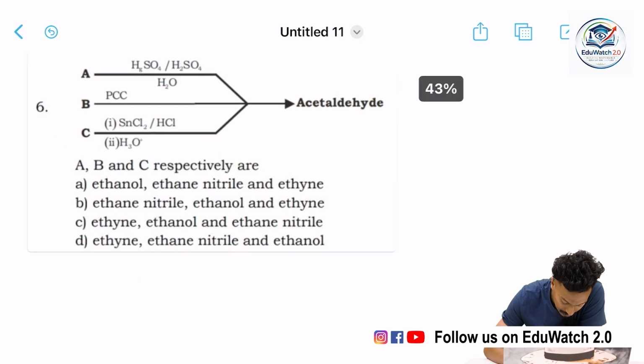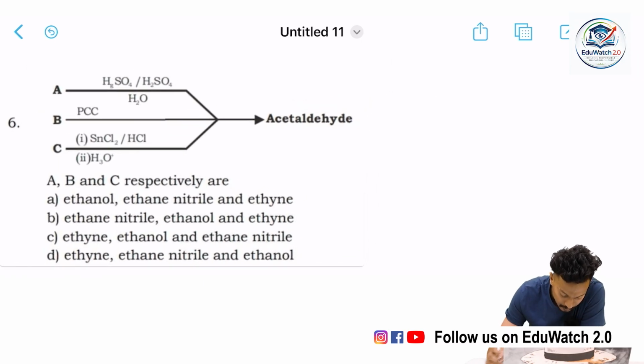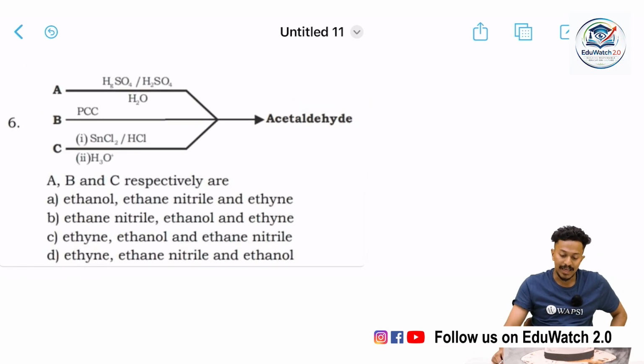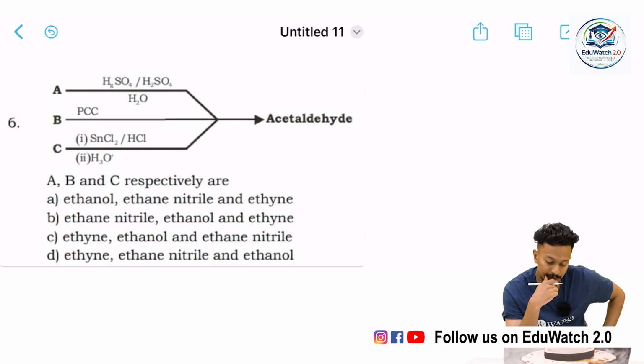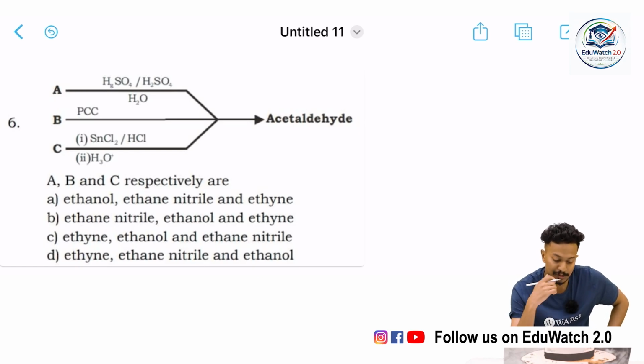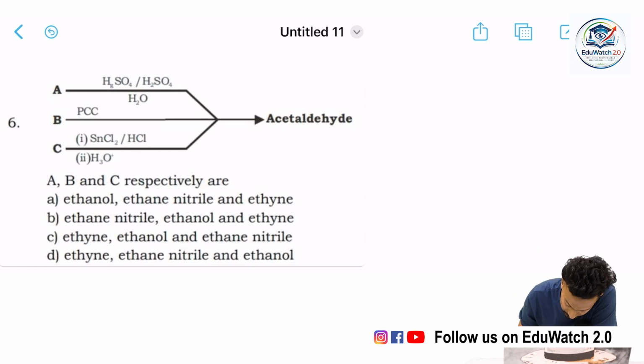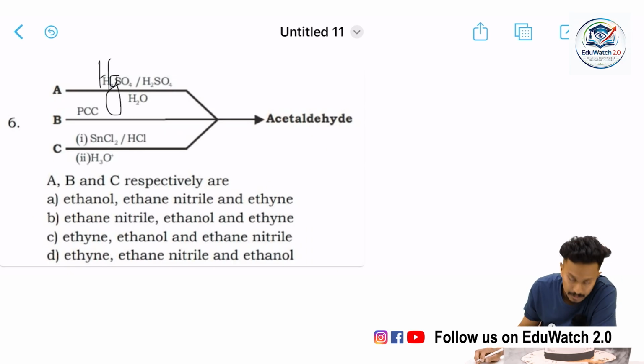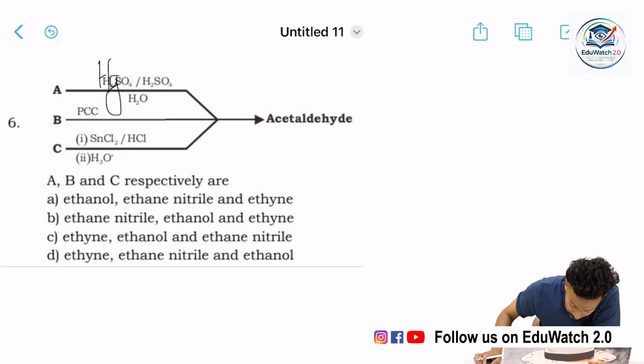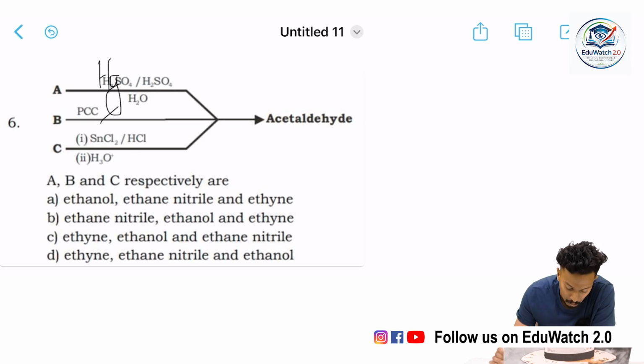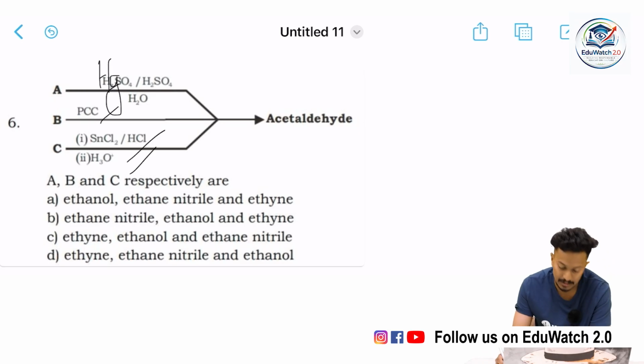Yes, this is an organic based question. A, B and C are treated with different reagents here. Actually, this is HgSO4, right? You can't see it clearly here. This is actually mercuric sulfate, Hg2SO4 with oxidation number 2, HgSO4 and H2SO4, and pyridinium chlorochromate, and SnCl2 HCl.